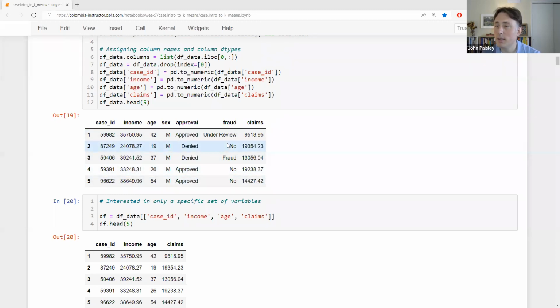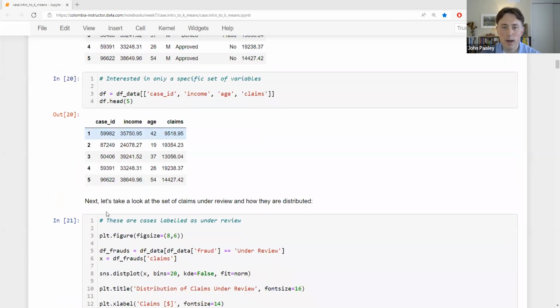You could deny somebody the loan or the insurance claim while they're not being fraudulent. So they're kind of two different levels of what you might want to predict. And then finally, this is the interesting column for us. How much did they want? So they made a claim and this person asked for $9,500. This person asked for $19,000 and so on. So this is how much they claimed.